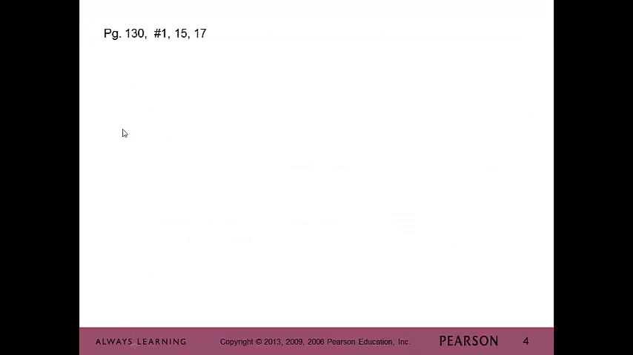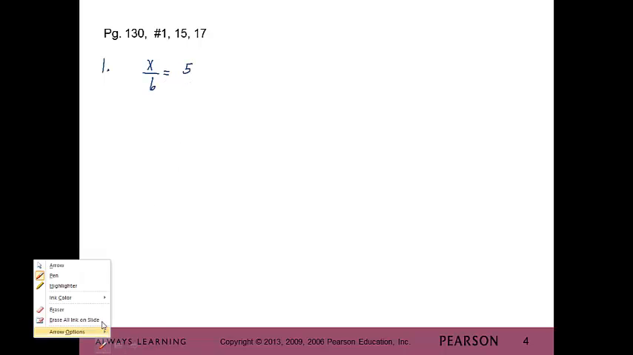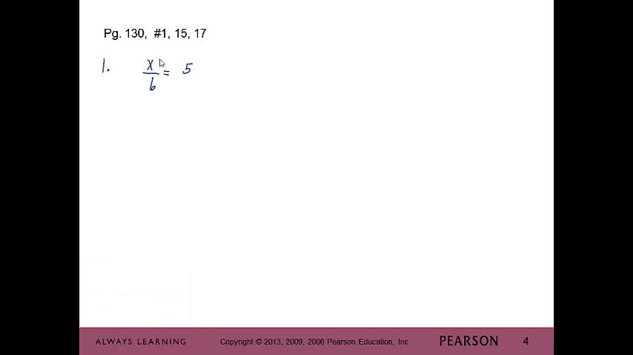So to get some practice, let's go to page 130 and we're going to look at problems 1, 15, and 17. So the instructions say solve each equation using the multiplication property of equality. Be sure to check your proposed solutions. In number 1, we have x divided by 6 equals 5. So x over 6 equals 5. And of course, when it says solve, our goal is to isolate the variable, which is x.